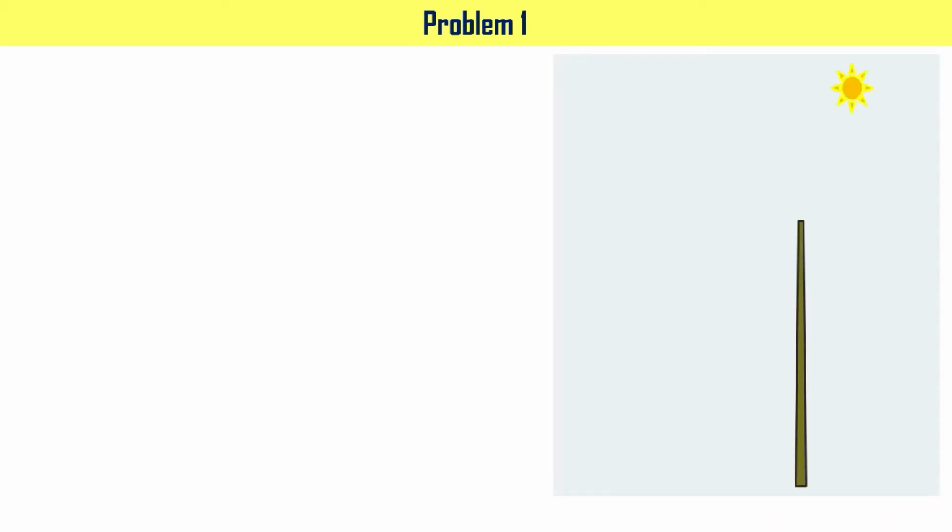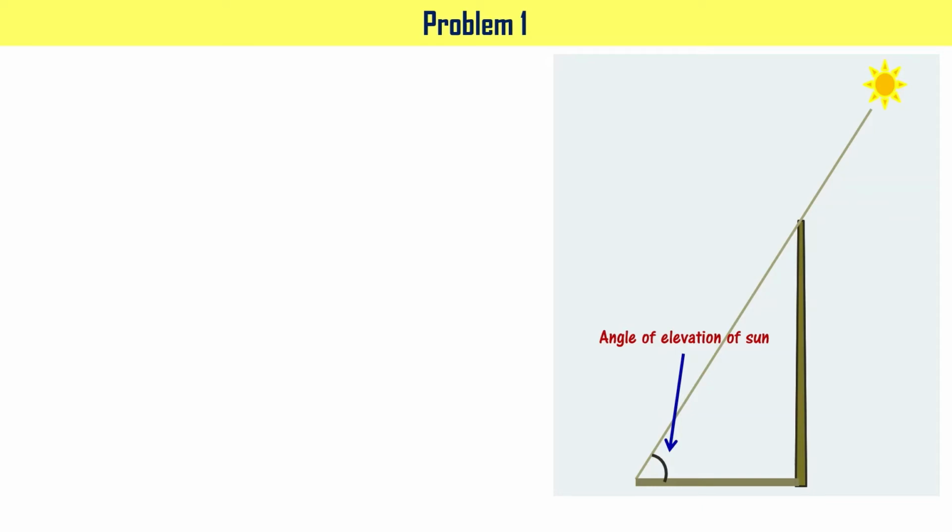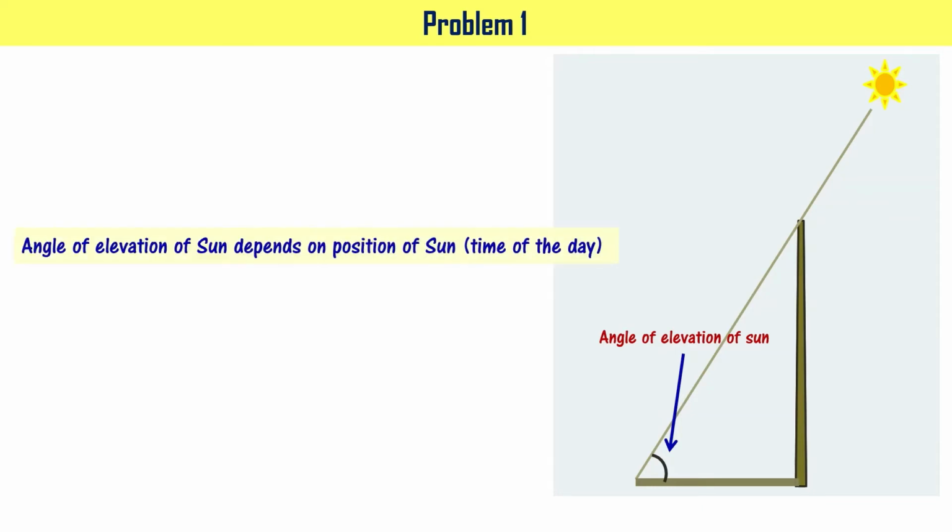Let's say that you have a pole. On a sunny day, it casts a shadow of a certain length, depending upon the position of the sun, and the angle it makes with the ray is called the angle of elevation of the sun. As the sun changes its position, the length of the shadow changes and the angle of elevation of the sun also changes. Please take note of this point. The angle of elevation of the sun depends upon the position of the sun, which means the time of day.